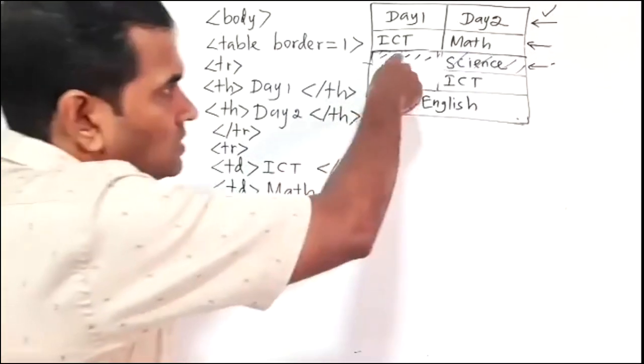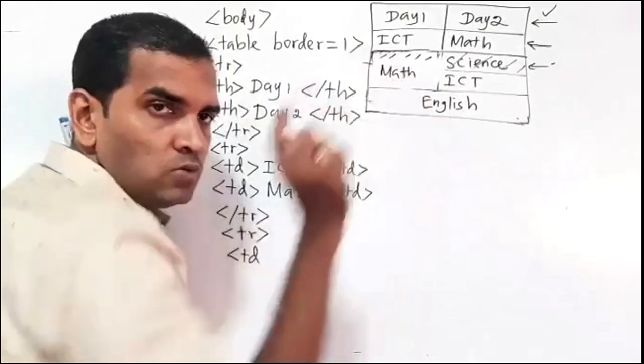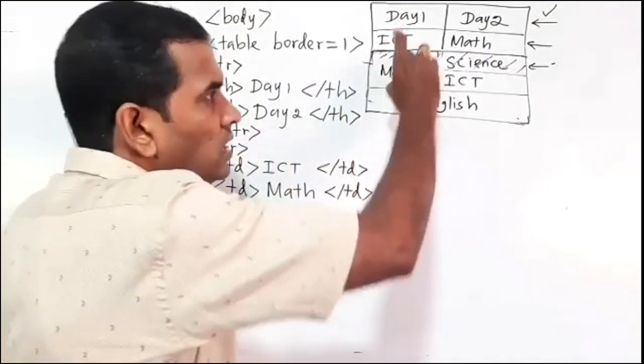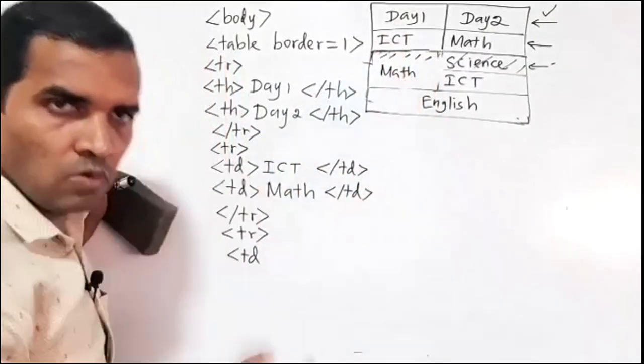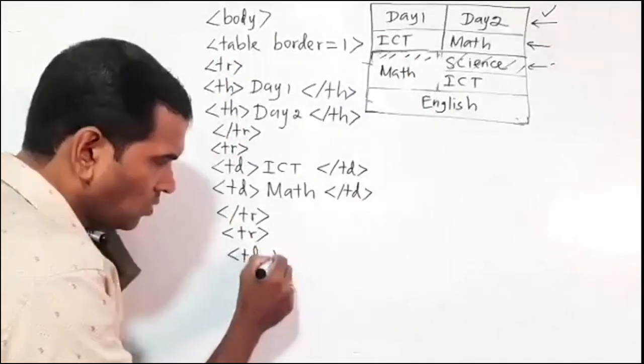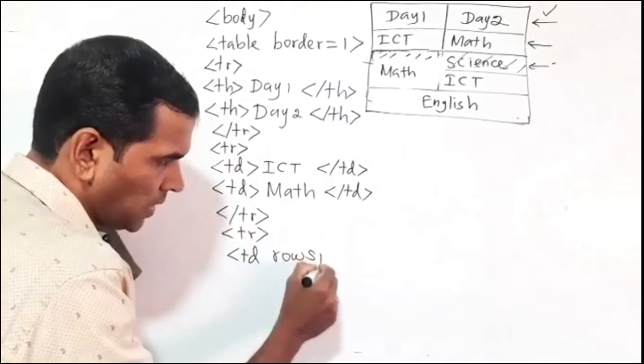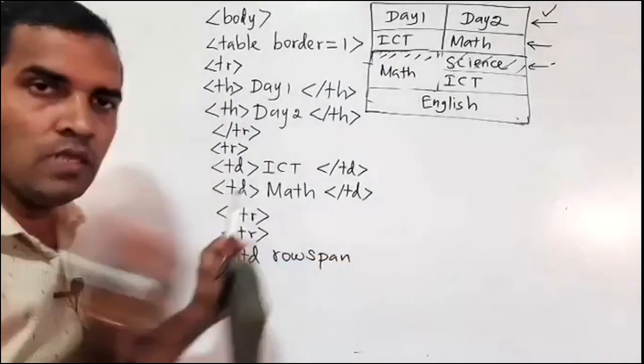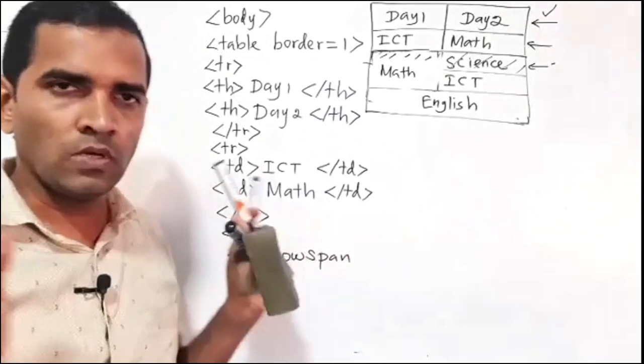So while creating this cell, you need to add another cell, right? You need to join that. So for joining another cell, which is in another row, you need an attribute. Here the attribute is rowspan. Rowspan means you are spanning the row, you are expanding the row, right?